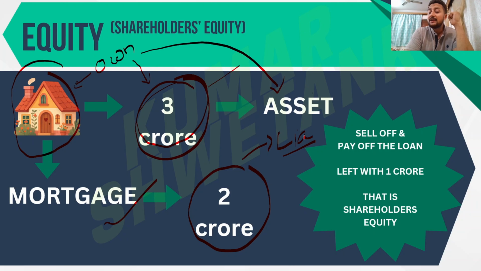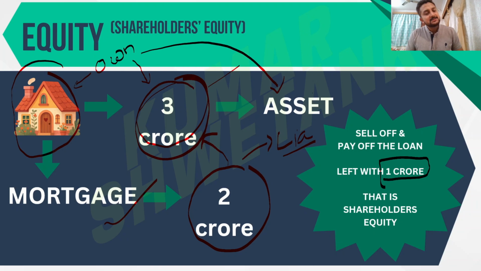And what was the definition of liability? The claim of outsiders on your total assets. That is, from these assets, 2 crores has to be paid to the outsiders. So if I have an asset of 3 crores and I pay back all my loans, mortgages and liabilities to the outsiders, I'm left with money of 1 crore.